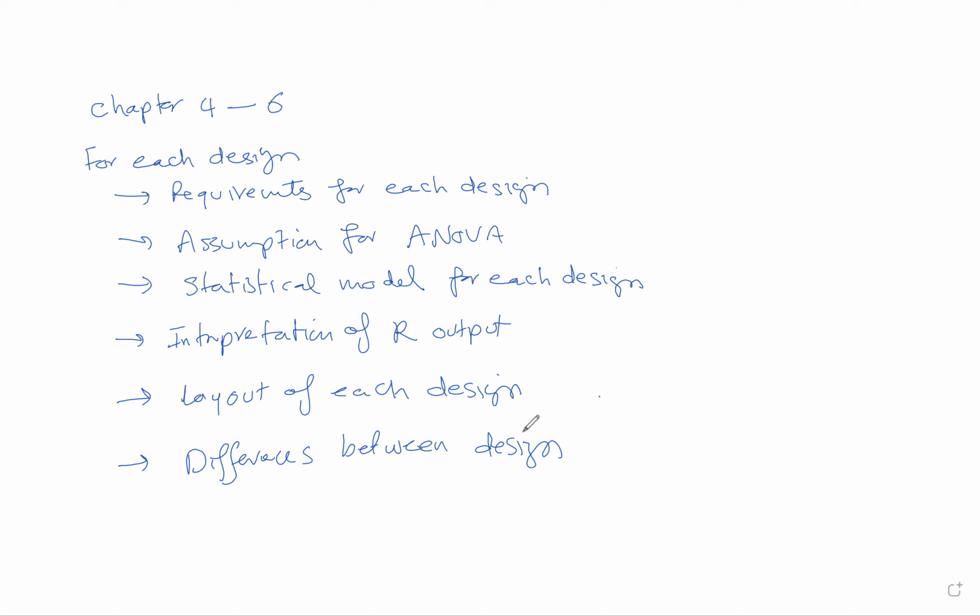Okay, so let me start with chapter 4. In chapter 4, we have only one treatment factor, but sometimes we have one blocking factor, maybe two treatment factors, three treatment factors, and so on. The first design we covered in chapter 4 is the complete randomized block design.